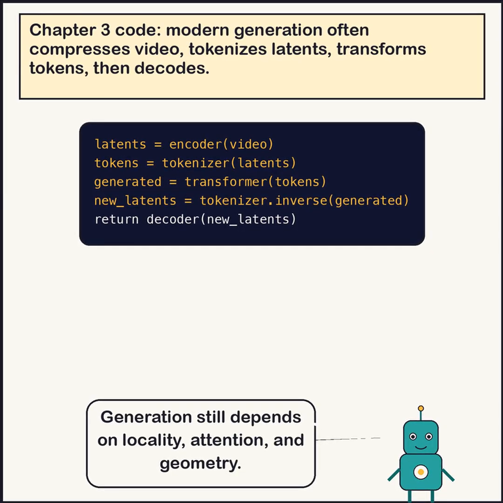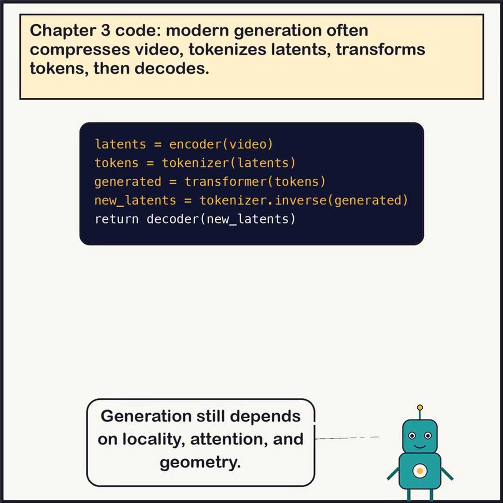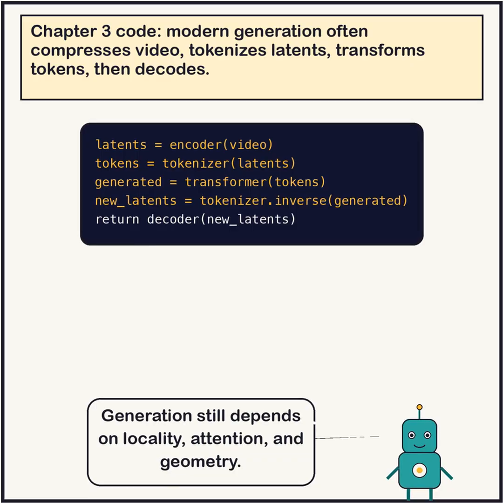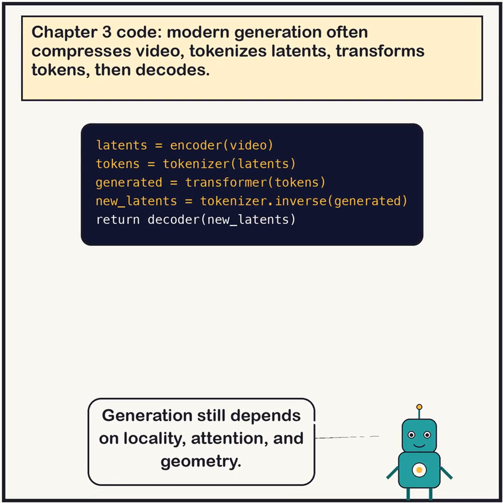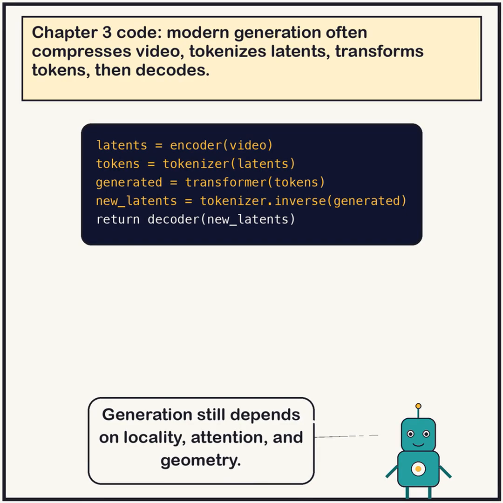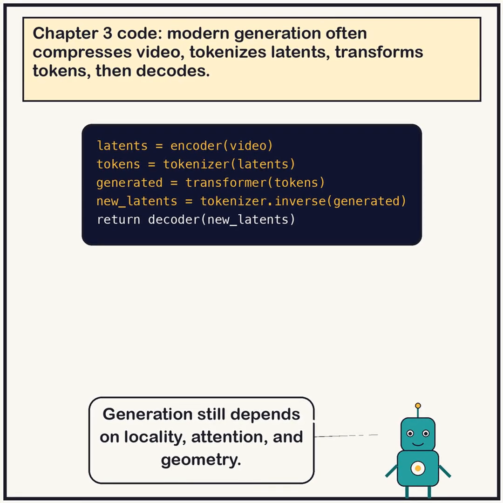Real-world analogy. A latent video pipeline is like packing a film into a travel case, planning with the compact contents, then unpacking it again. Generation still depends on locality, attention, and geometry.